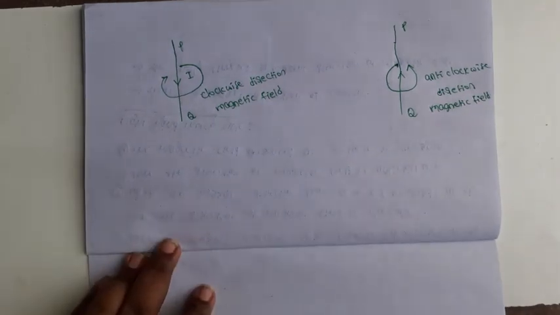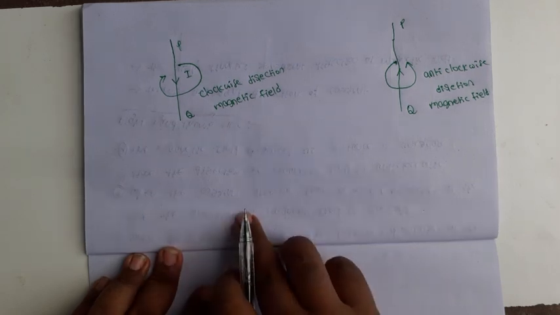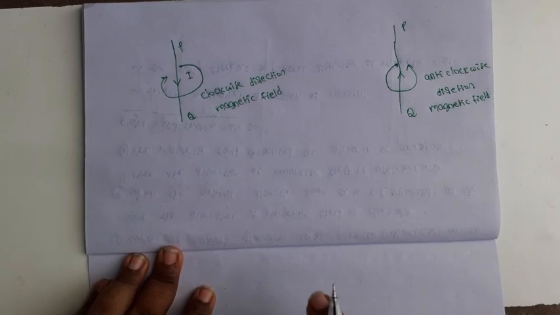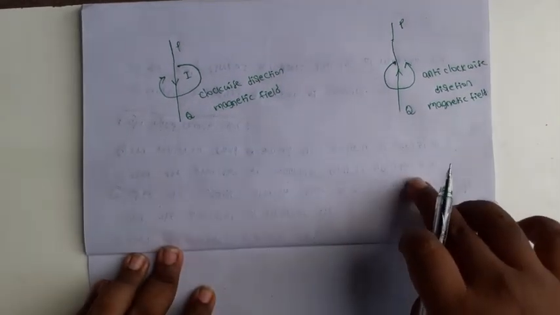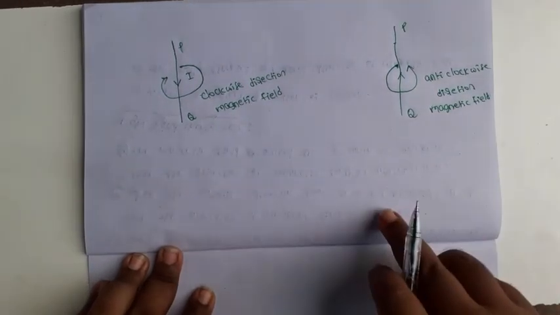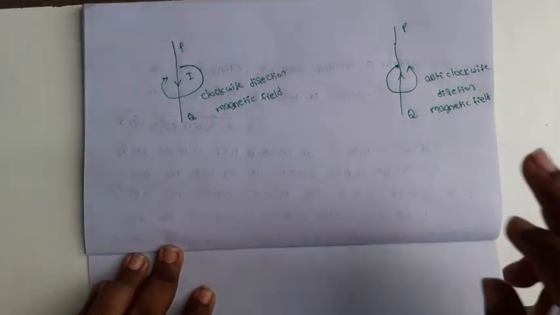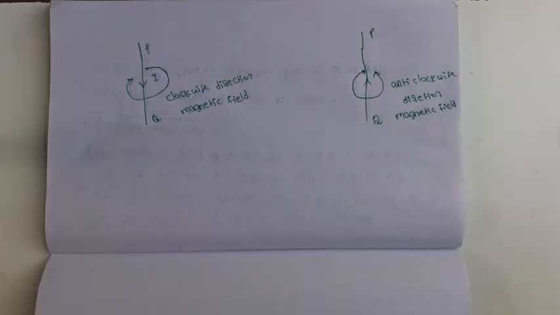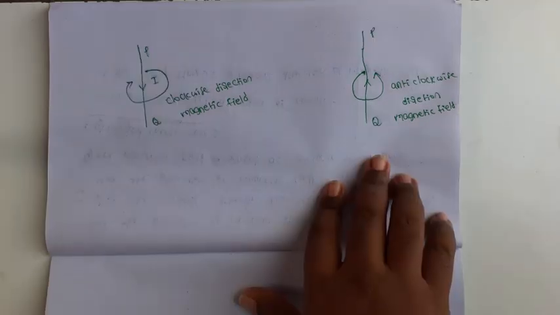So this is about a straight wire or straight conductor. In a straight conductor, when current flows in the downward direction, the magnetic field is clockwise. When current flows in the upward direction, the magnetic field is in anti-clockwise direction. Up to now we have been discussing just the case of a straight wire.